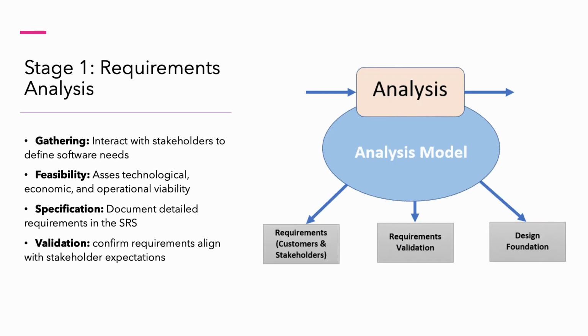The first stage of the SDLC is the requirements analysis phase. The goal here is to understand and document exactly what is needed from the software. We first begin by speaking with the stakeholders during requirement gathering sessions. These can be interviews, surveys, or workshops, and they're crucial for capturing both the functional and non-functional needs of the software. Once this information has been gathered, we conduct a feasibility study. The feasibility study helps us determine whether the project is actually achievable, and it considers factors like time, budget, and technology. And finally, the endpoint of this stage is the software requirements specification, or the SRS.